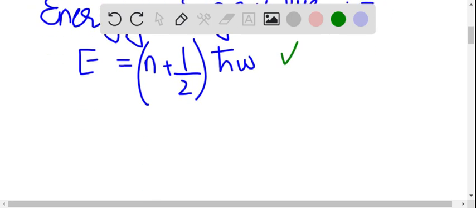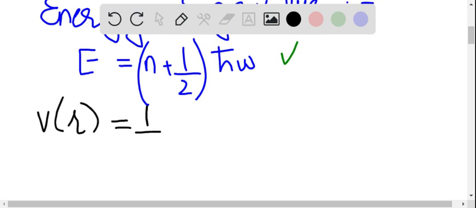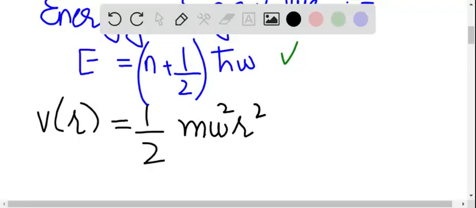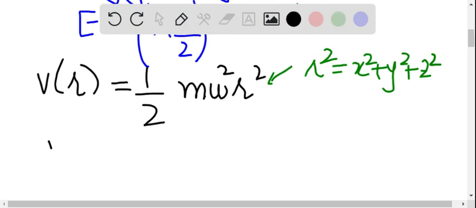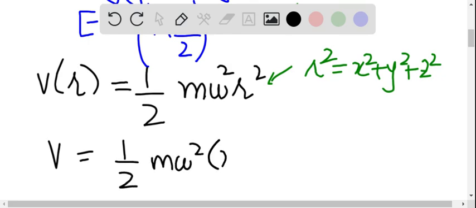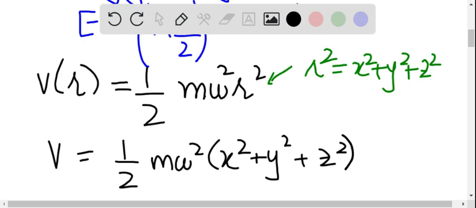Now, the given potential of the system is V of r is equal to 1 divided by 2 m times omega square times r square, right? Now, since it's a Cartesian coordinate system, this r square is equal to x square plus y square plus z square. So I'm going to use it, and we would write that V is equal to 1 over 2 m omega square times x square plus y square plus z square, right? Let's say that this is equation 1.